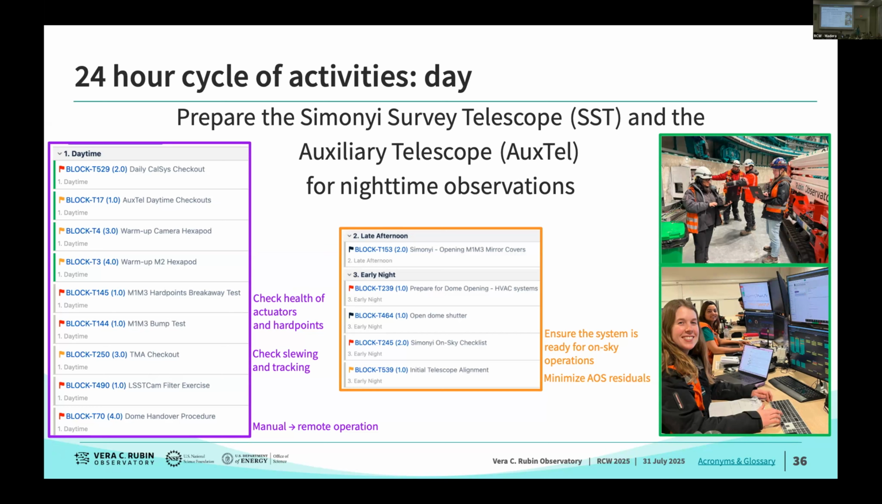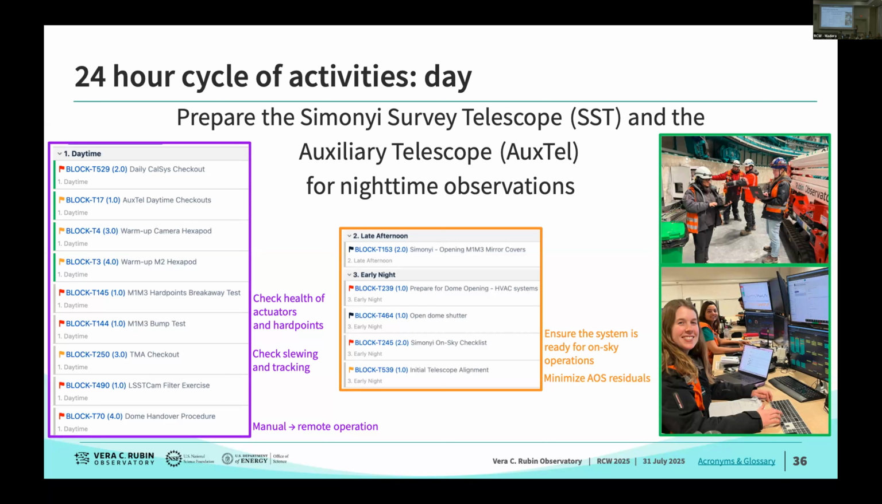And then we heard a little bit about the dome handover from Marina earlier. So that's pictured in the top right here. Around 4:30 every day, the 2 observing specialists go up to level 7 of the observatory, and we work with the engineering team to transfer the dome from manual control to remote control. That involves doing a test slew of the dome and testing the opening and closing of the shutters.